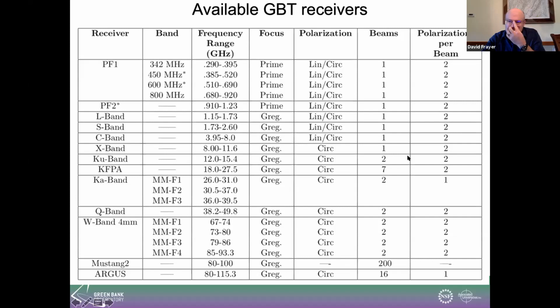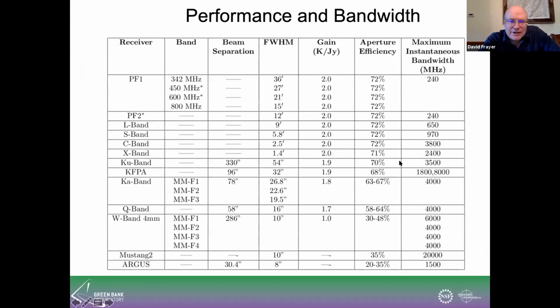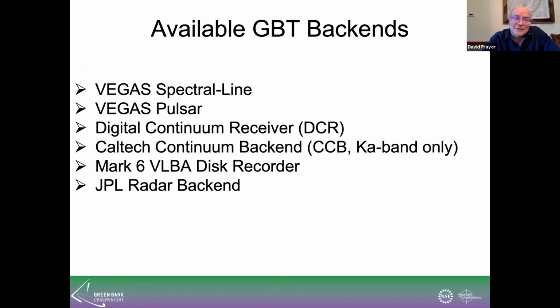This is just in terms of their frequency ranges and their different bandwidths. Obviously, if you go to higher frequency, you have smaller beams on the sky. If you go all the way to Argus, which we don't have, we can get down to six arc-second beams at the highest end of the frequency range. We call them back ends and front ends. The front ends are the receivers. The back end is the digital aspect of that. It's the recording of the data. We have VEGAS now that can do both spectral line and pulsar observations.